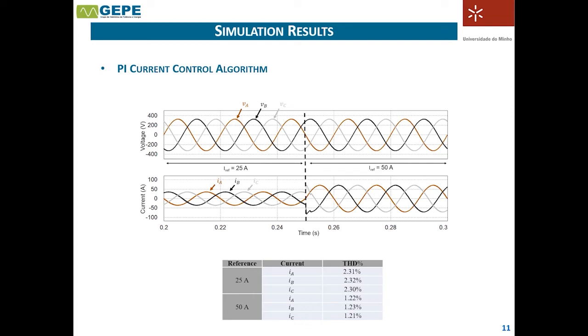The results obtained in the THD of the currents decreased to 1.22 phase A, 1.23 phase B, and 1.21 phase C. In transition response of the PI control with increasing reference current, there is a peak in currents of 70 amps. These results were obtained using a KPP of 100 and a KPI of 50.